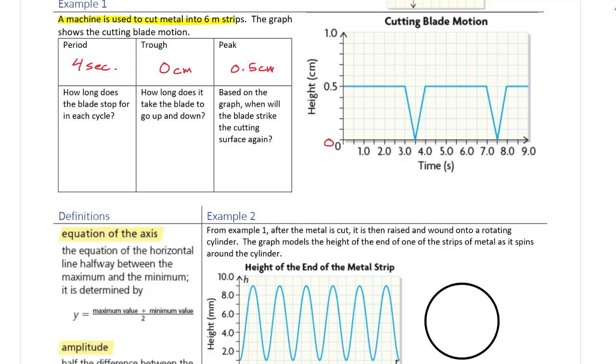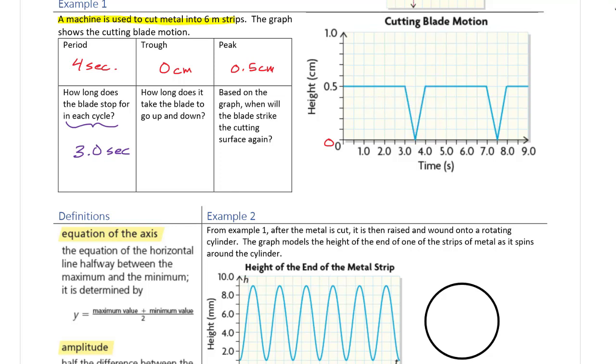What else do we have to talk about here? Just some general graph reading skills. This question says, how long does the blade stop for in each cycle? Well, between here and here, the blade is stopped. It's not going up and it's not going down. All the movement happens from here to here, when it's dropping and coming back up. So it's stopped for 3.0 seconds of each cycle.